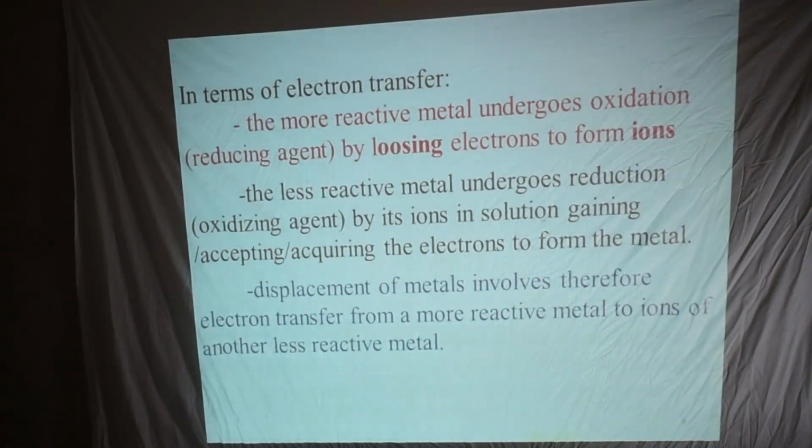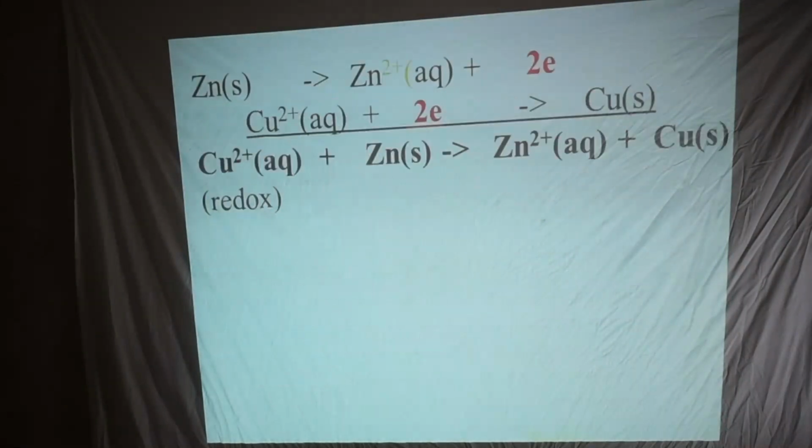So if you take an example of copper and zinc, zinc is more reactive, so therefore it transfers electrons. It transfers electrons to copper, which is actually less reactive, and therefore copper was deficient of 2 electrons. Therefore, it gains those 2 electrons.